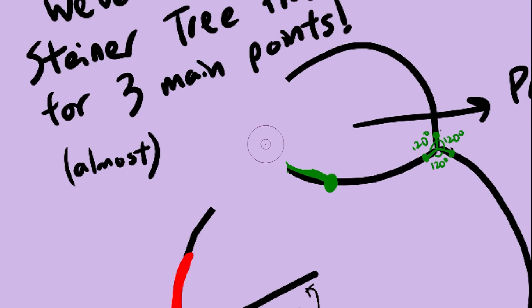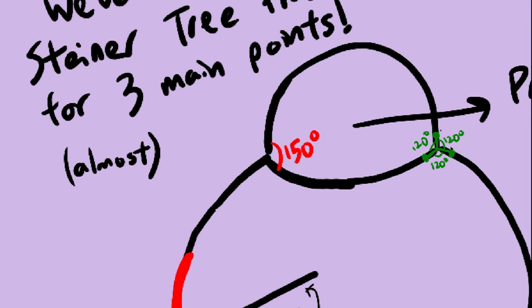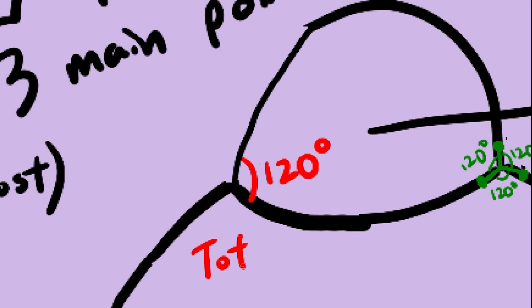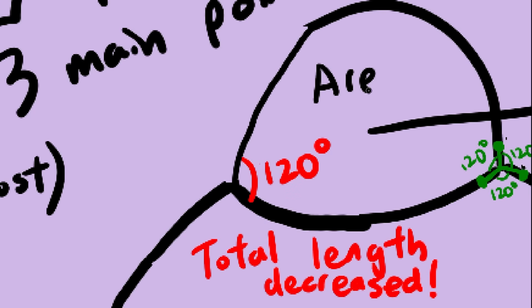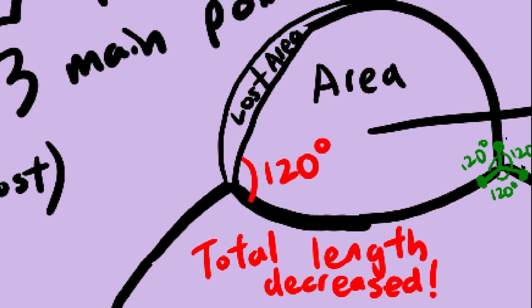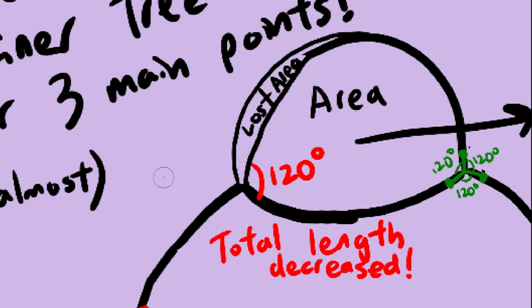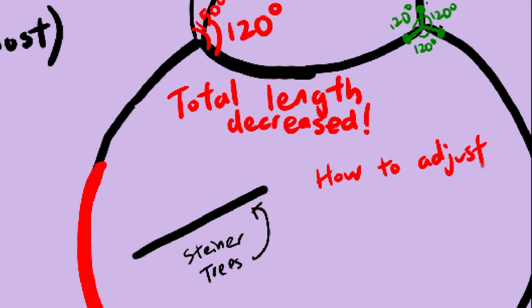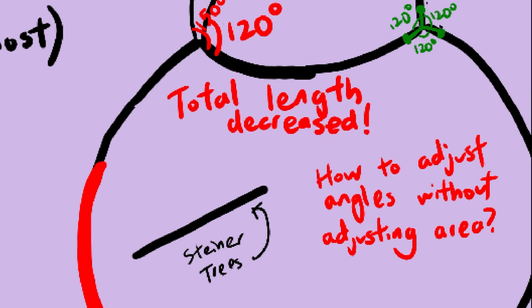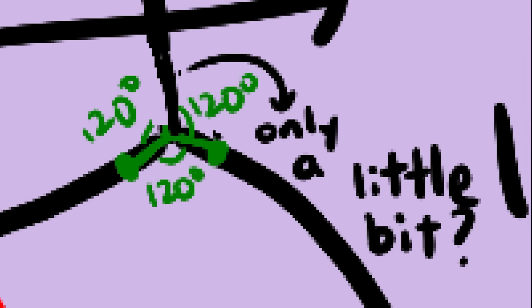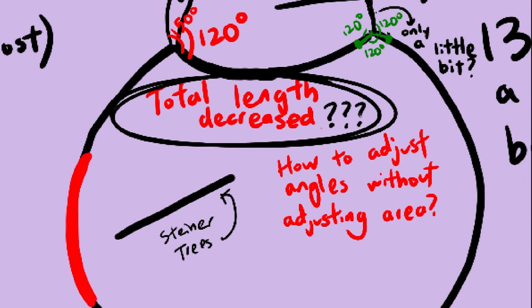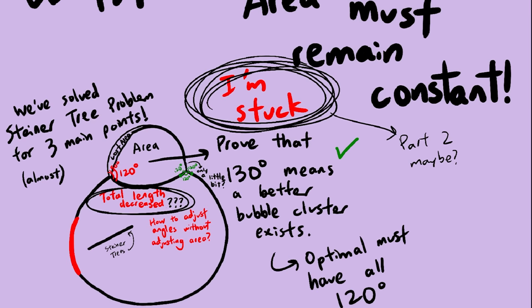If you have some sort of configuration like this, where the angles are wrong, sure, we know that you can reduce the total length by correcting the angles. The problem though is that the area of the bubble has now decreased, which violates fundamental rule number 2. I don't know how to get around this problem. I have no idea how to reduce the length without adjusting any of the areas. Maybe the change in area is negligible because we're on such a small scale, but then why isn't the change in length also negligible? I have no clue, so that's where I'll leave the video today.